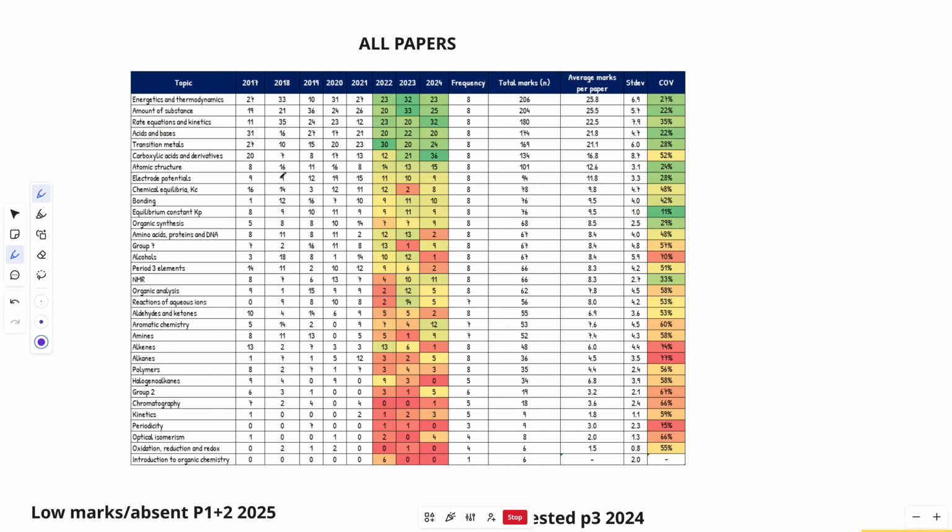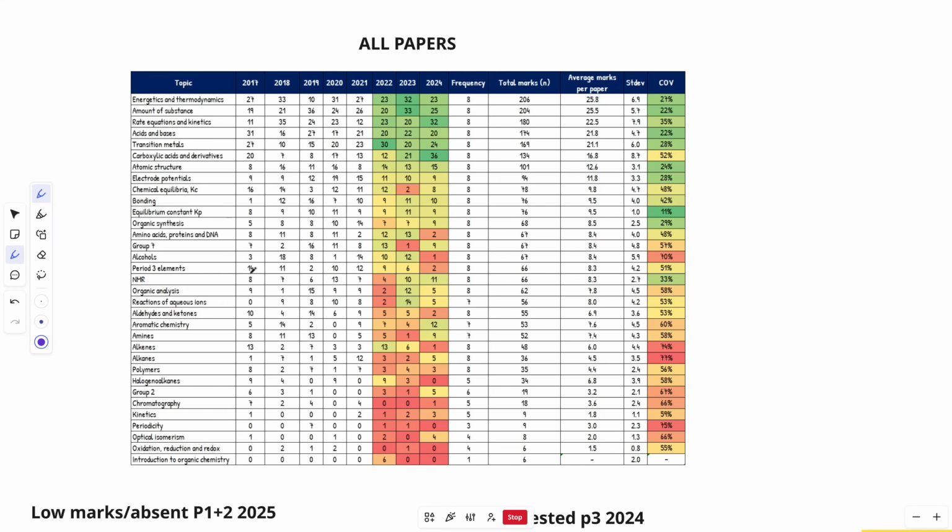Let's see what last year was saying for reactions of aqueous ions. So not very heavy last year. And then in 2023, it was pretty high because of that required practical that they tested you on. So you could revise it. They've done a lot of inorganics, so they may lean into that this year.